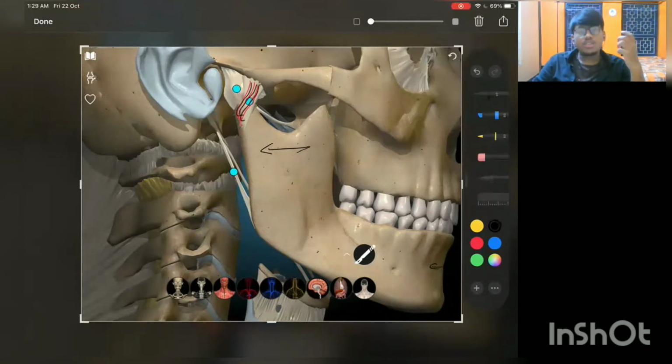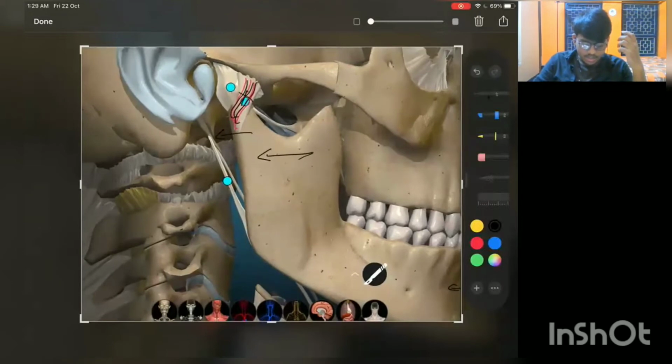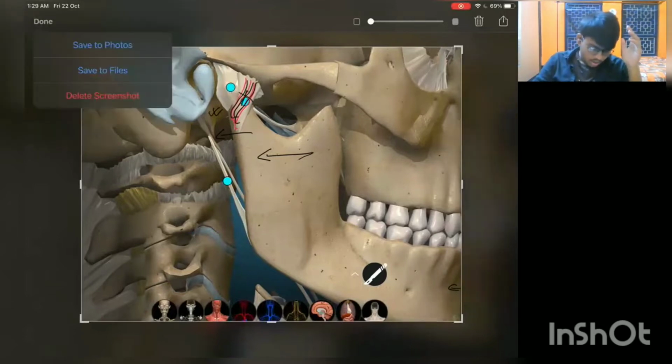If the punch is pretty hard, then this will break and the mandible will go back and hit this tympanic plate and it will rupture the tympanic plate, right? So this is what happens if someone punches pretty hard in your chin from the front, right? So these were the two important ligaments. And one more thing is there.